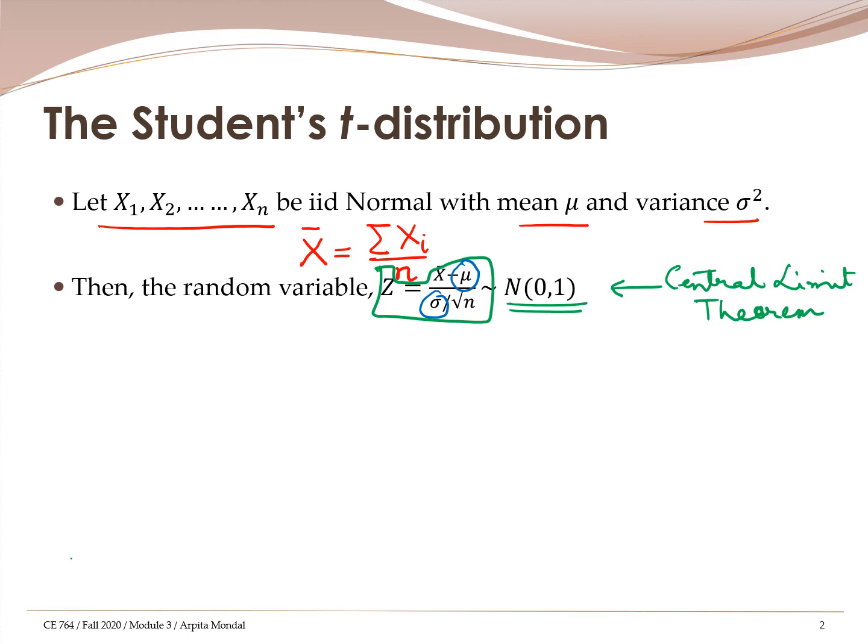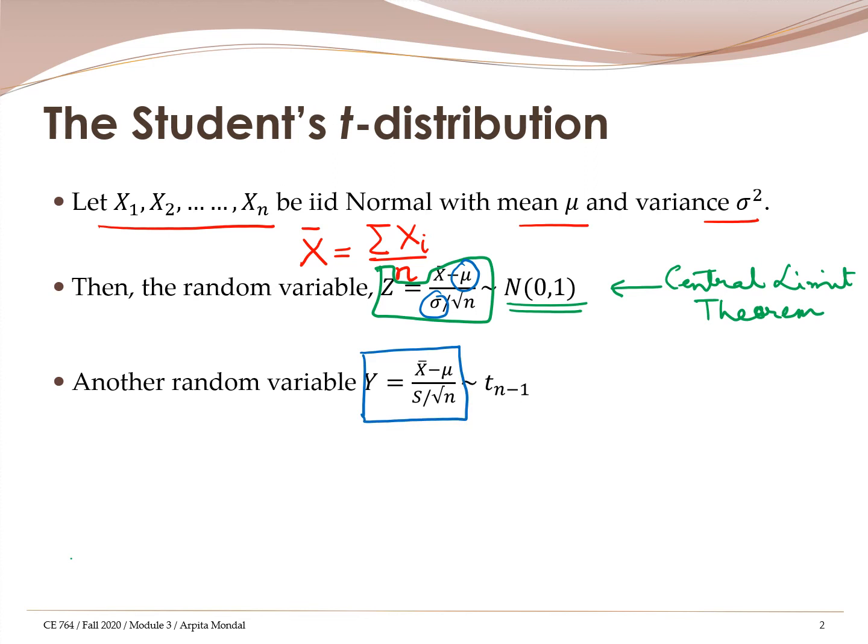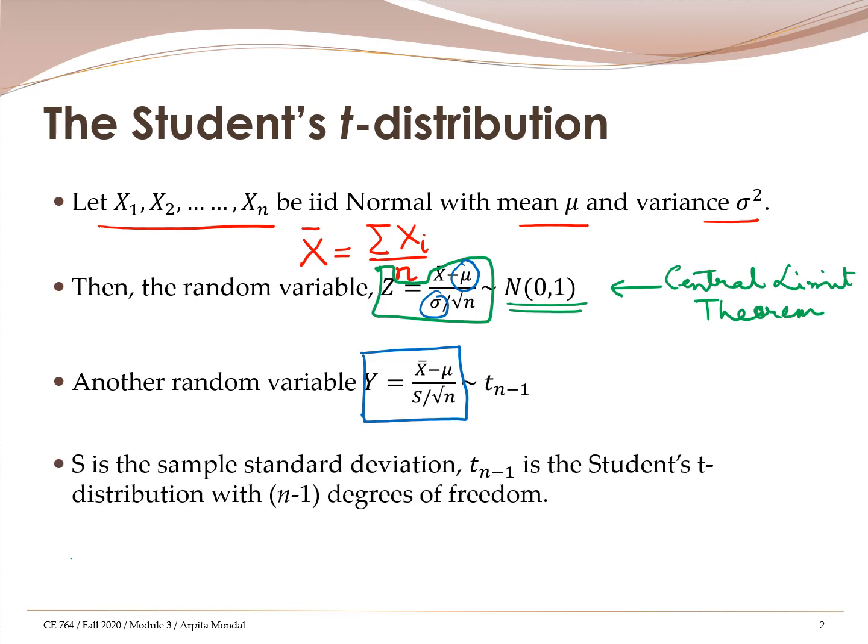Now note here that in the definition of z, the transformed random variable, we are using sigma. However, sigma denotes the true standard deviation, which is often not known. We don't know what the true standard deviation is. If we do not know the true standard deviation, we replace it with the sample standard deviation, then instead of the transformed variable z, we will write another transformed variable y. So now I write y, the transformed variable, is x bar minus mu divided by s by square root of n, where s is the sample standard deviation.